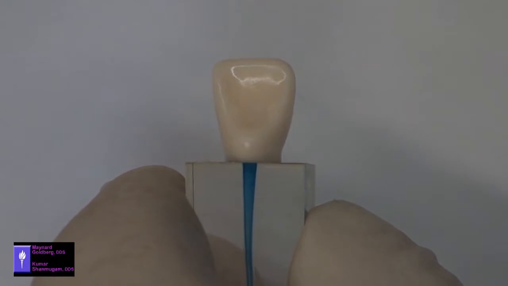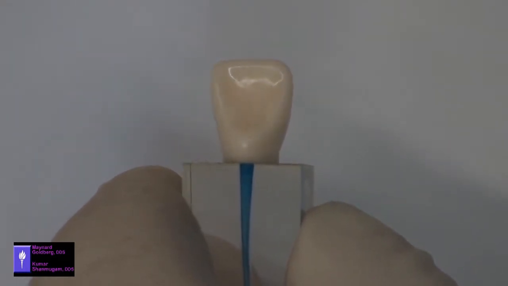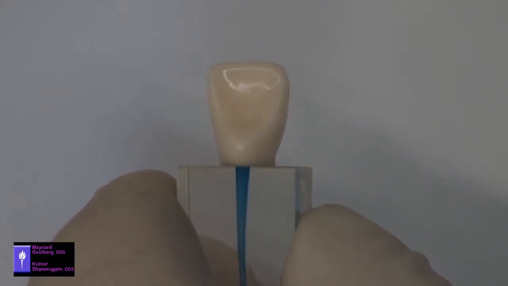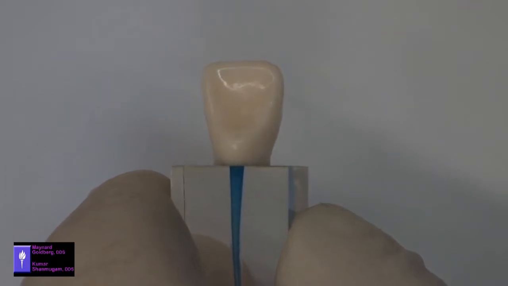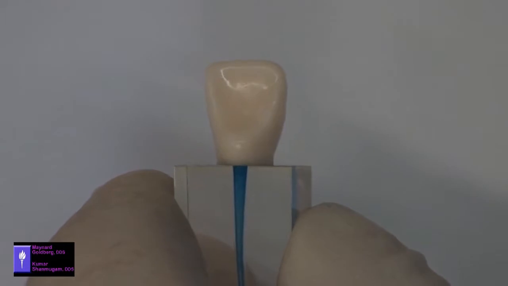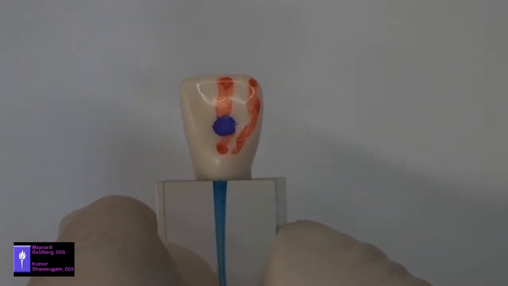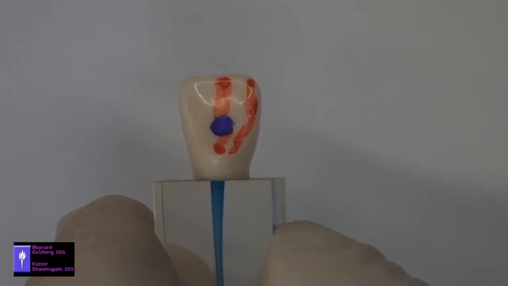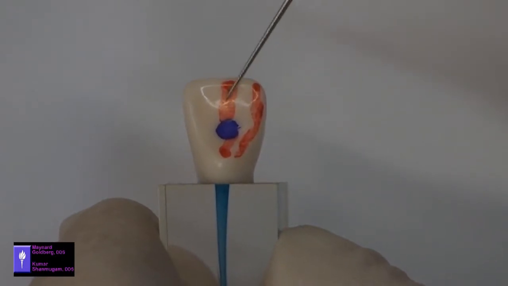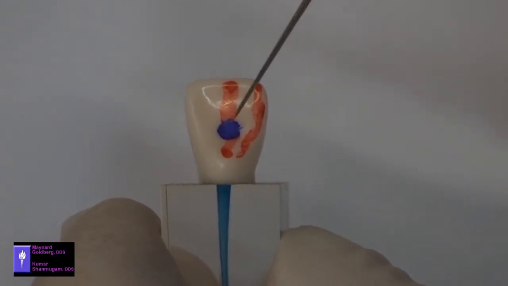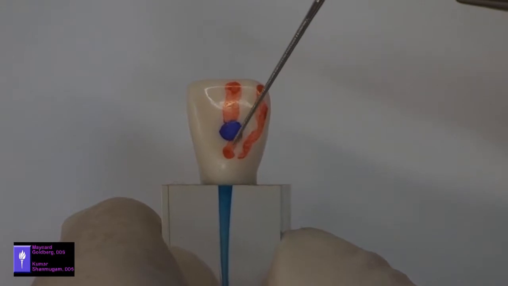For teaching purposes, we will break the access process into 2 portions. The first being penetration. We penetrate through the enamel, through the dentin, into the roof of the chamber. For an anterior tooth, and a central incisor specifically, the burr is placed at the junction of the lingual plane, as demonstrated in the red here, and the plane of the cingulum.